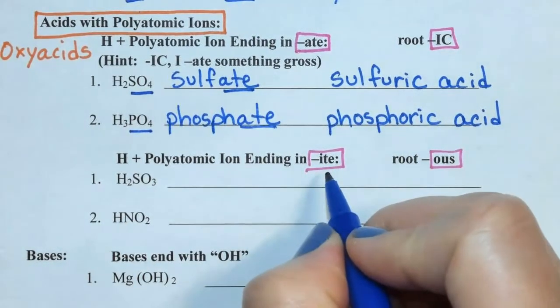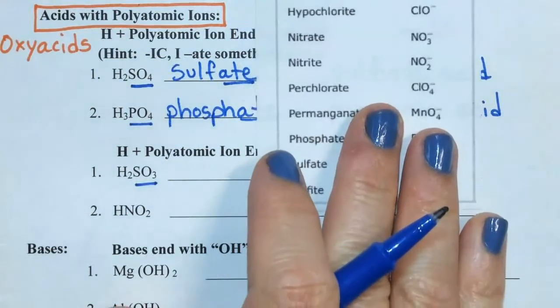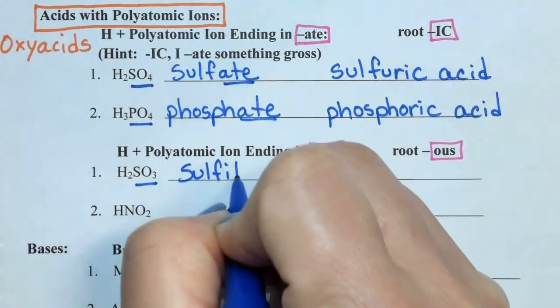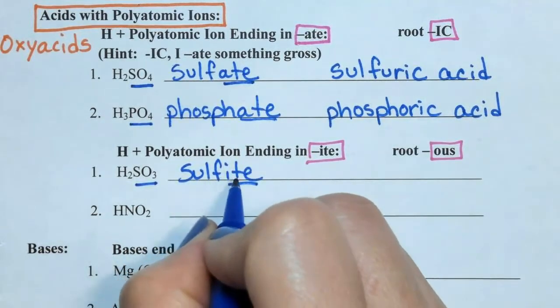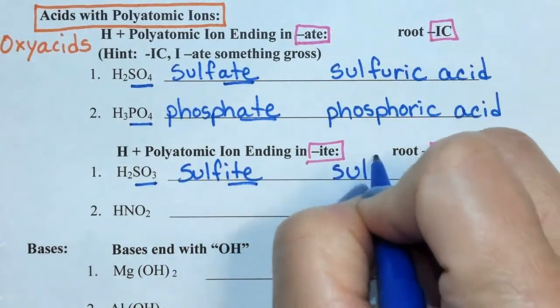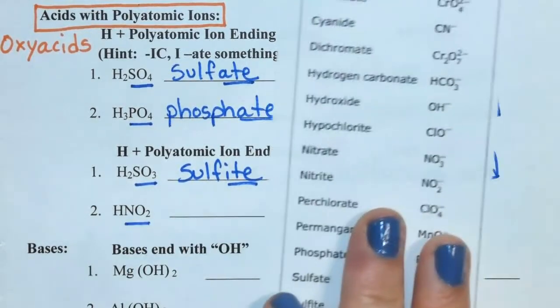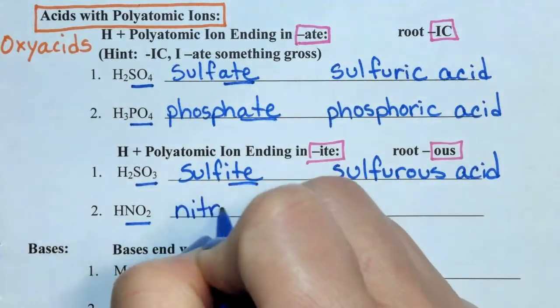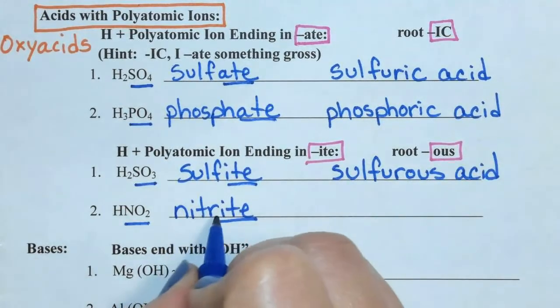Okay, if you have an ite, like down here, we're going to look at SO3, and in our list of polyatomic ions, SO3 is sulfite. So this is sulfite. Since it ends in ite, I will not start the name with hydro. It's just going to be sulfurous, ite changes to us, sulfurous acid. Down here, NO2, if I go find NO2, I find that NO2 is nitrite. So this is nitrite. And since it ends in ite, I will not start with hydro. I'm going to replace ite with us acid. It's going to be nitrous acid.